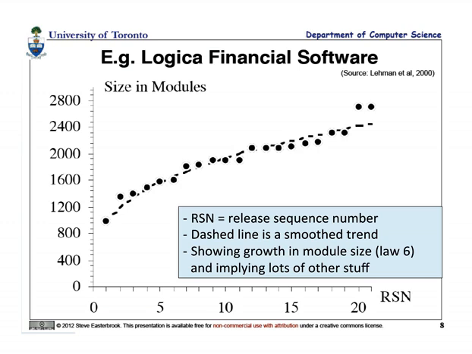Now let's look at real-world data. This is Logica Financial Software, a visual, collaborative financial modeling software designed for dynamic planning, budgeting, and forecasting, measured by its size in modules over several release sequence numbers, or RSNs. You can see a steady, almost linear growth. This confirms the law of continuing growth. To keep a financial system viable, you must keep adding modules to handle new regulations, markets, and features.